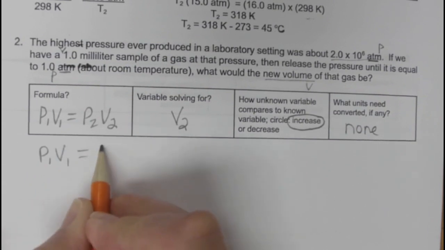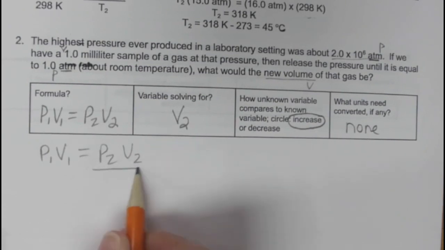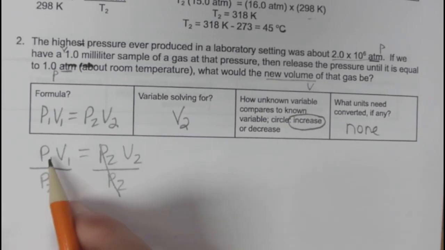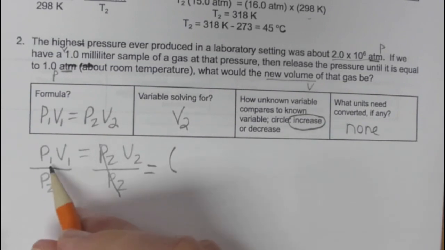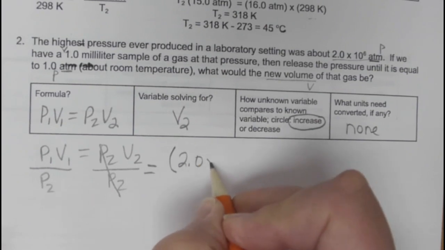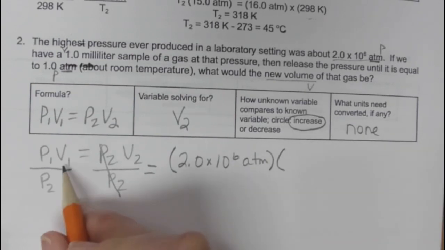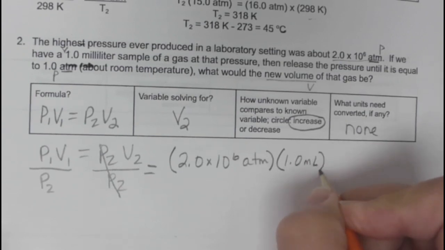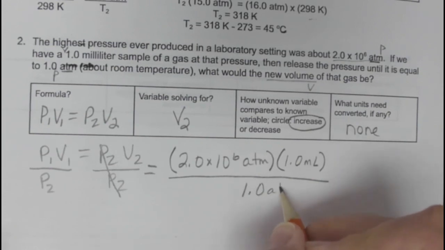So P1 V1 equals P2 V2. We're solving for V2, so we need to get this by itself on one side. We need to divide both sides by P2, and then P2 cancels. So V2 is equal to P1 V1 over P2. So we're going to put those numbers in. Highly recommend you actually put the units too. So this initial pressure, 2.0 times 10 to the 6th atmosphere, times V1, which is 1 milliliter, divided by P2, which is 1 atmosphere.